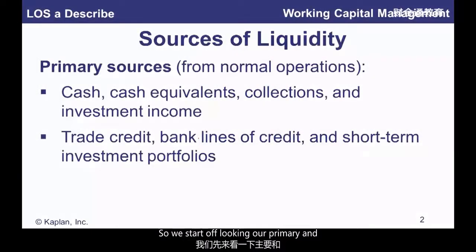So we start off looking at our primary and secondary sources of liquidity. Primary sources of liquidity, first of all, is the cash that is generated from our day-to-day normal operation. So it's the cash we have on hand, cash equivalents, collections from our accounts receivable, any investment income, maybe we've got dividend income. And likewise, we could potentially borrow money. We're borrowing from our suppliers, trade credit. We might have some bank lines of credit where we're borrowing from our bank, and any other short-term investment portfolios.